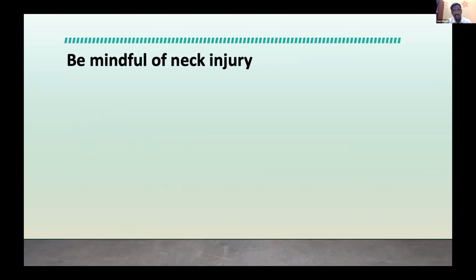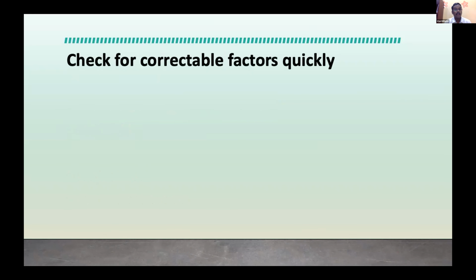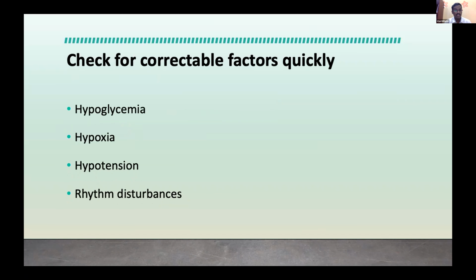Whenever a child, especially one who has suffered a road traffic accident, comes to us with coma, we should be mindful of neck injury. Whenever suspected, we need to stabilize the neck first, using a neck collar. If not available, at least use 2 saline bottles and a strap so that the neck is prevented from movement. Use jaw thrust and never try to extend the neck during intubation. Quickly check for correctable factors like hypoglycemia, hypoxia, hypotension, and rhythm disturbances, especially when the child is having extreme tachycardia.